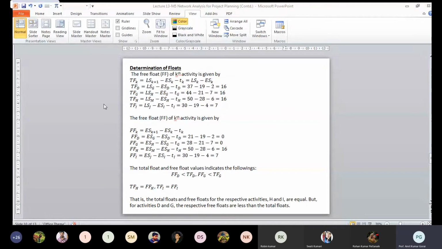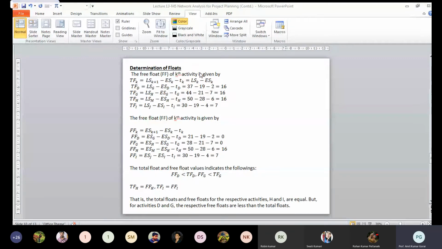For a few activities, I have determined the free float and total float to explain how much delay you can make. This is for the non-critical tasks. For example, activity I has a free float of 7, and the total float and free float are similar. So you can make a delay of 7 weeks. That means if the completion time of this activity is 4 weeks, you can complete within 11 weeks.